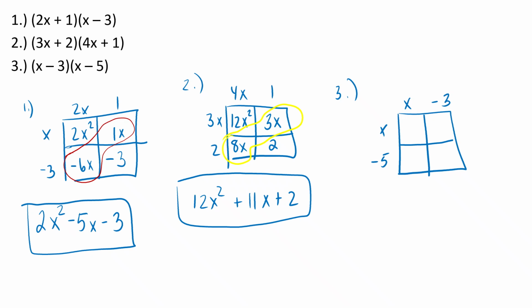So I did x plus 3 as my base and x minus 5 as my height. x times x is x squared. x times negative 3 is negative 3x. Negative 5 times x is negative 5x. And a negative times a negative will give me a positive, so that'll be positive 15. And we have our like terms. So our final answer would be x squared, negative 5x plus negative 3x is negative 8x, plus 15.